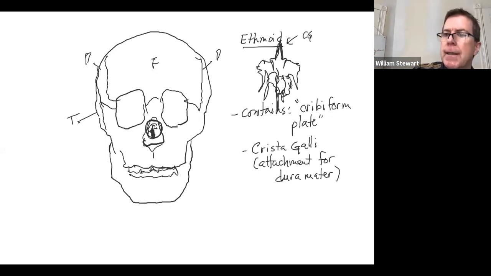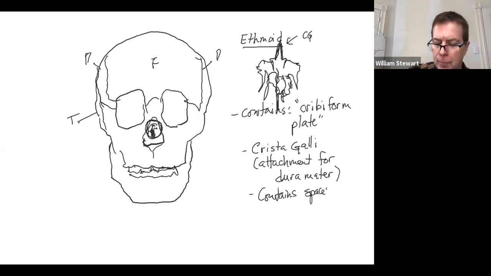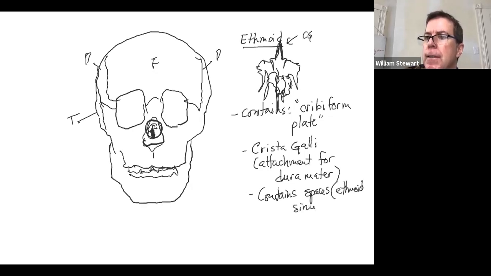It also contains air spaces for attachment of the ethmoid sinuses. I'm just going to write ethmoid sinuses. Sinuses are mucus-lined air cavities in our skull that have functions. Like I said, if I have time, I'll talk about those in greater detail.